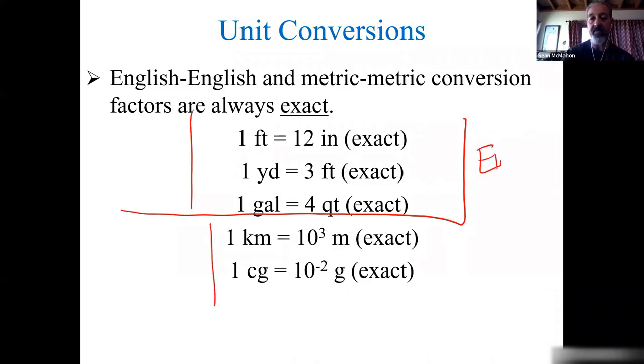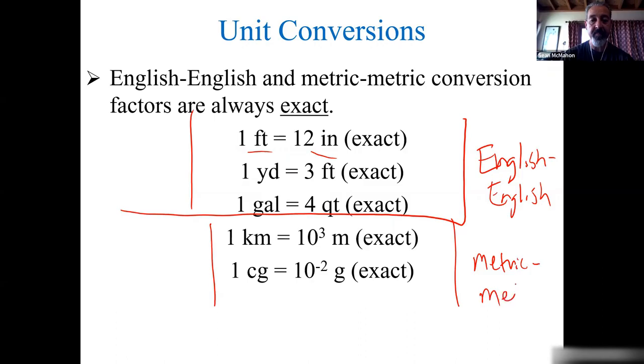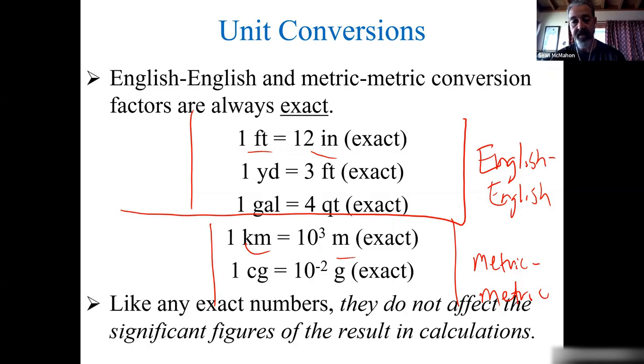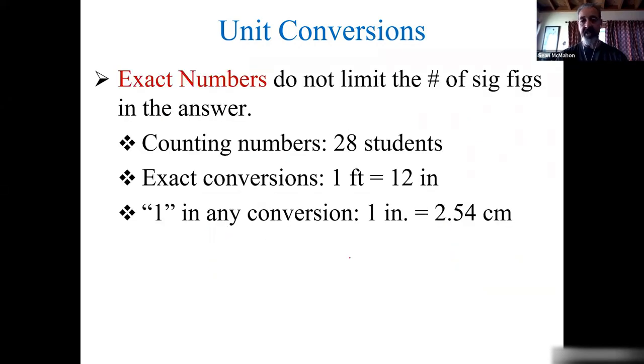So this is the English system. So English to English, our system of units, we go from feet to inches. We don't use that to determine sig figs. In the metric system, if I'm going metric to metric, kilometers to meters, I treat that as exact. So I never use exact numbers to determine sig figs. And again, another example of exact numbers, counting numbers, 28 students, exact conversions, or the 1 in any conversion, okay?